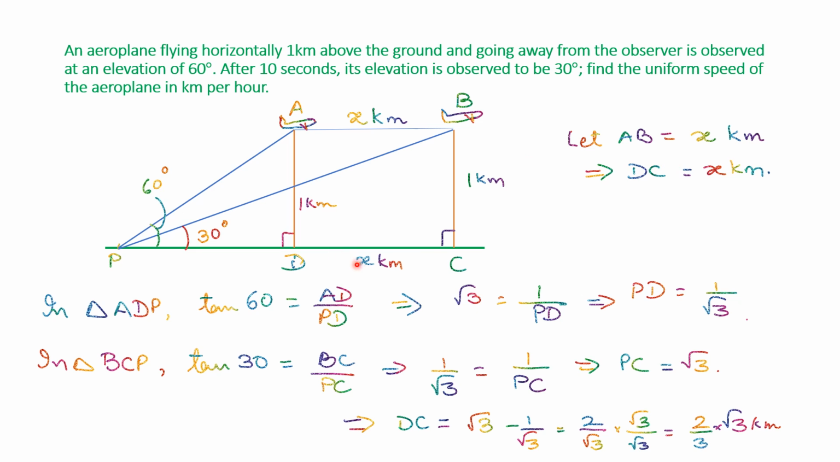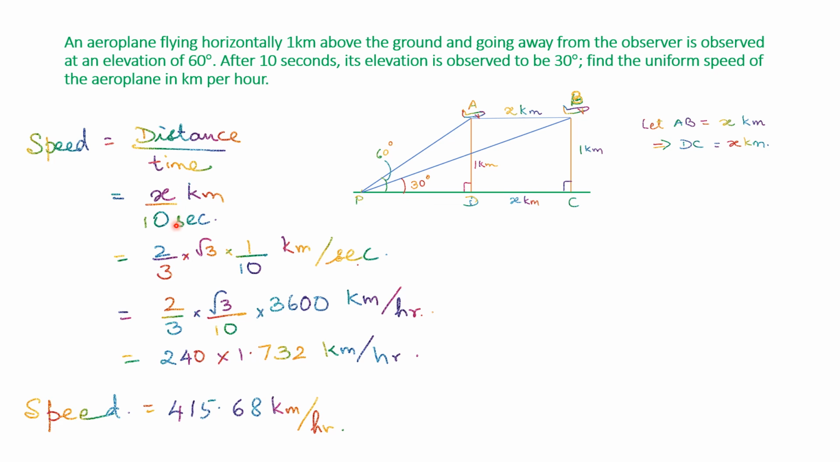Now we have found out the distance, we have the time, we have to convert it into speed in terms of kilometer per hour. So speed is distance upon time, distance is x upon 10, but x we found out to be equal to 2 by 3 into root 3 into 1 by 10 kilometer per second, remember. Now this second, I want to convert into kilometer per hour, which means I have to multiply by 3600. So the answer is speed is equal to 415.68 kilometers per hour.